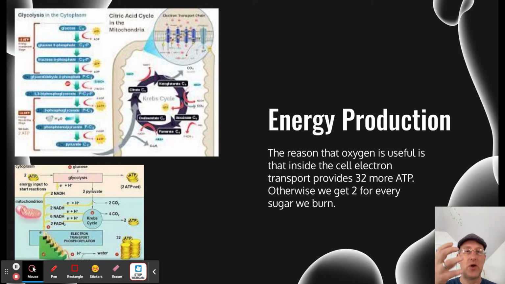Now, the energy production itself is actually taking that single glucose molecule and bringing it through a whole cycle, which actually produces about 32 ATP. Adenosine triphosphate is how your body actually runs. And that actually happens in the mitochondria of the cell, but you get 32 of those for every oxygenated system.